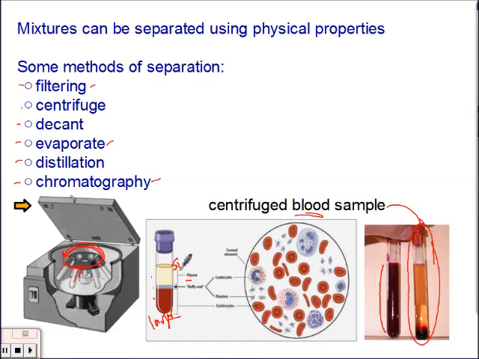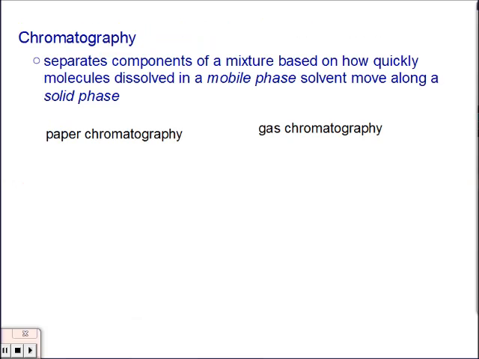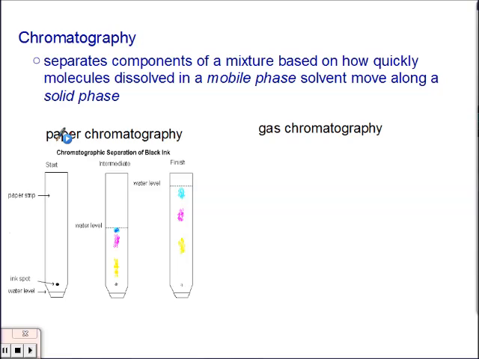And the smaller particles stay on top. That's how a centrifuge works, centrifugal motion. We also have something called chromatography. This separates the components based on how fast those molecules will move in a mobile phase along a solid phase. And we're going to try doing some of this paper chromatography in class.